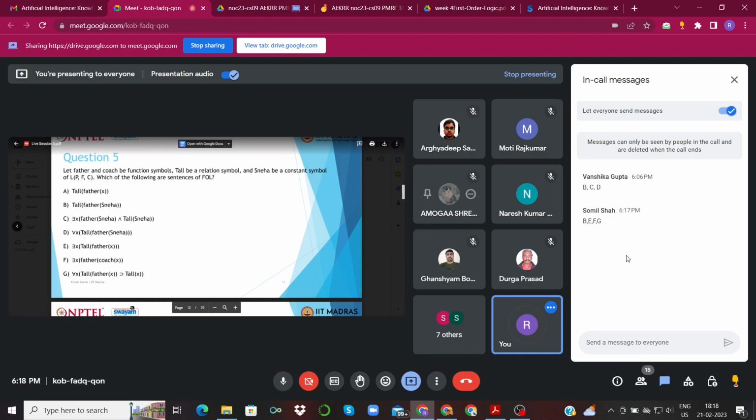Let's see. Of course, the first option is not correct. Can anyone say why, just based on the definition of sentence that we saw? So there is a free variable x. Exactly, thanks, Somil. This variable x in the first option can take any value, so it's a free variable. So A can't be the correct option. B, on the other hand, is a correct option because it doesn't have any free variable in it. So B is correct.